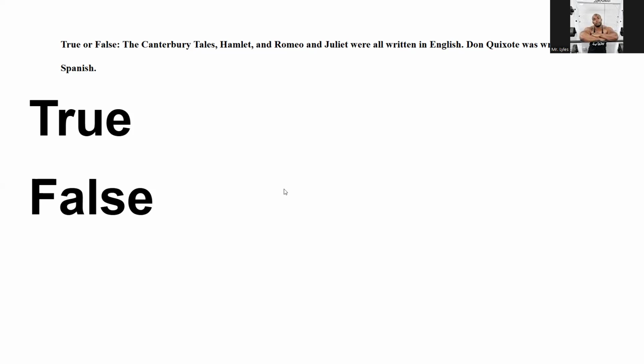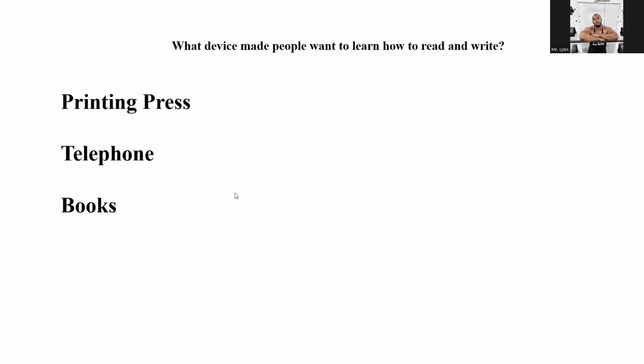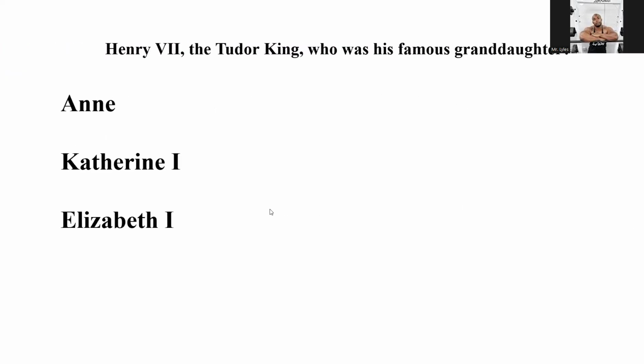And most likely this is not going to be on the test because it's a poorly written question, but even still, that was true. What device made people want to learn how to read and write? Printing press. Made more books. They were available. They were out there. So they want to learn how to read and write.